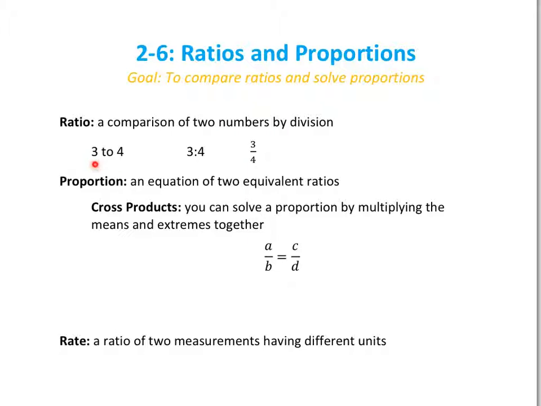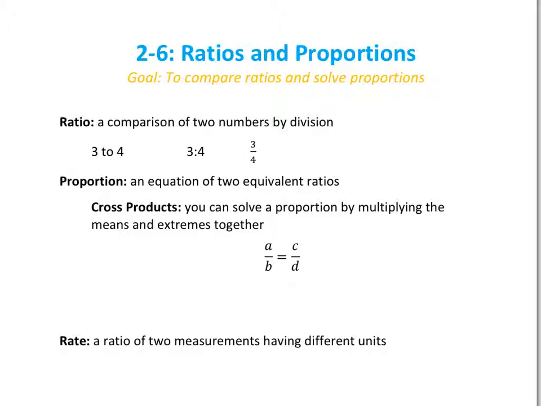So it's read 3 to 4, right? You could see it written as 3:4, which also means 3 to 4, or 3/4. Most often you're going to use the fraction because that's the one that's most useful to us. So you'd still read this 3 to 4.